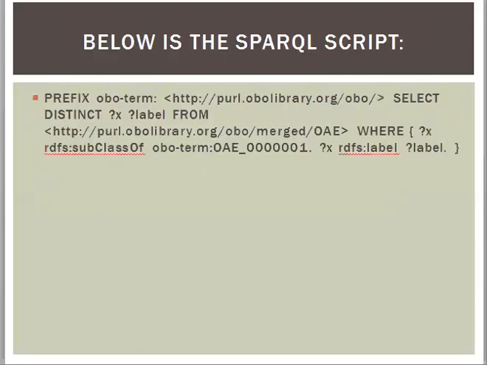Below is the SPARQL script with the prefix, and then again we need distinct label from the URL, from where, subclass of, and then label, like what we want. We want the subclass and then its URI address.